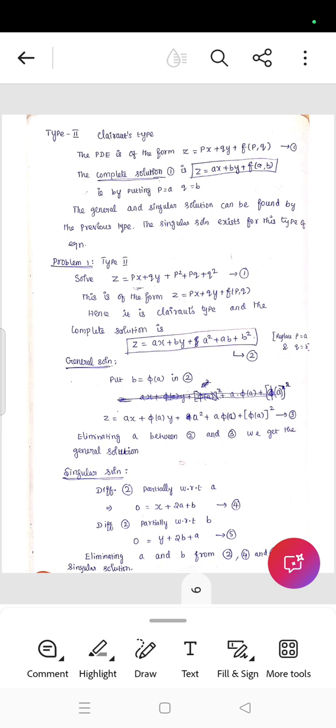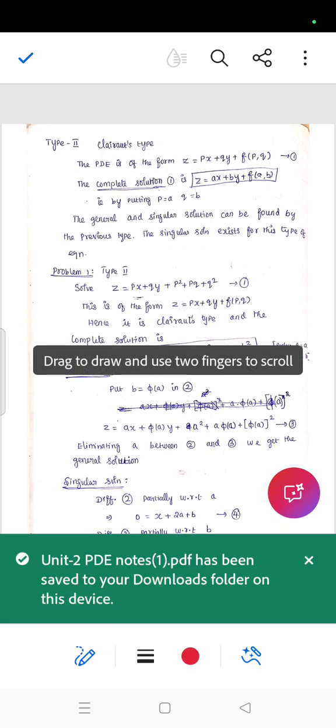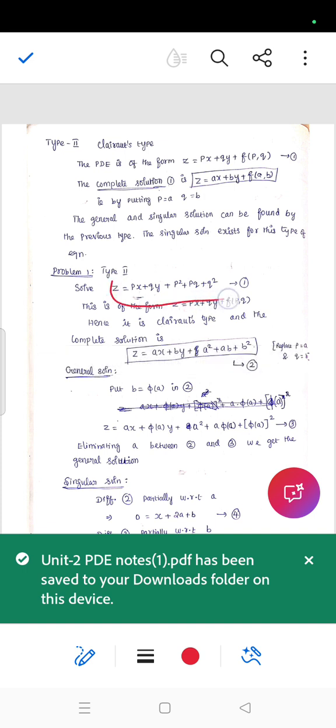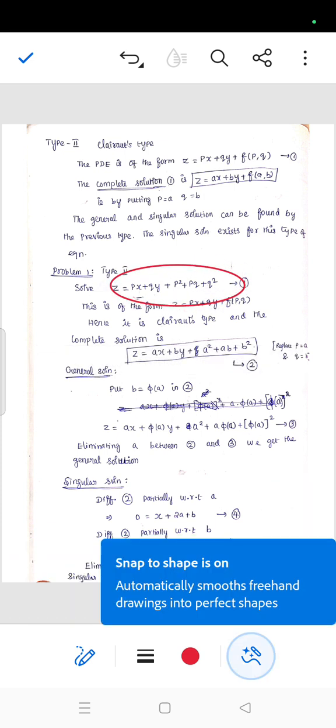So let us move to the problem. They have given that z = px + qy + p square plus pq plus q square.